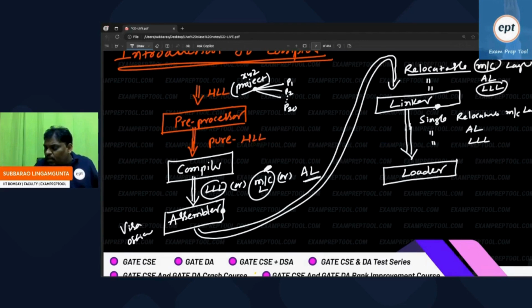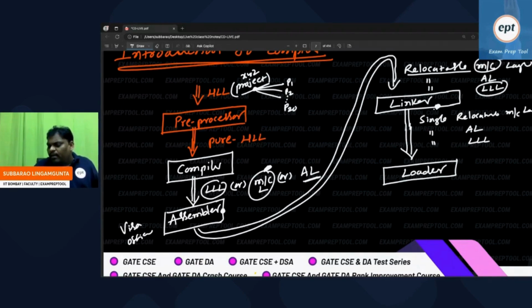So single relocatable machine language. If at all the linker got to know that one of the files is not related, it will neglect it. Whenever you are packing in your house, so many clothes are there. You will take only your clothes and keep them in your bag. And in your house, so many books are there. You will take only your books and keep them in your bag.